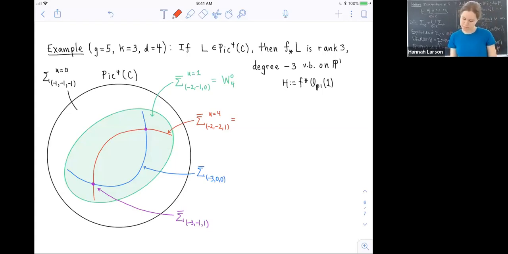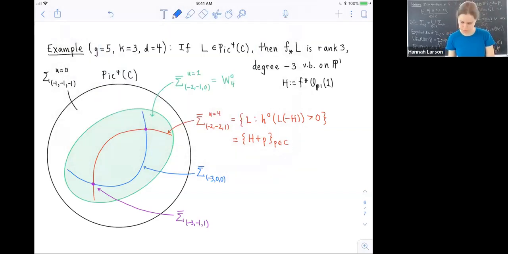So the splitting type minus 2, minus 2, 1 is determined by the condition that if I twist down by 1 on P1, I still have a global section. And writing that in terms of cohomology on our curve, that's the line bundles so that when I twist down by H, I still have a global section. And twisting down by H should leave me with something of degree 1, which is effective. So this is precisely the line bundles which are H plus a base point P on my curve.